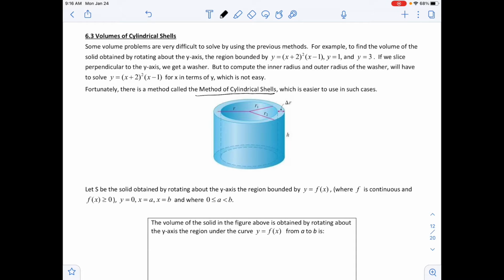So in order to do this method, we need to know that the volume of a cylinder, which we learned back in a geometry class, is equal to pi r squared h. And this is the volume of a cylinder.